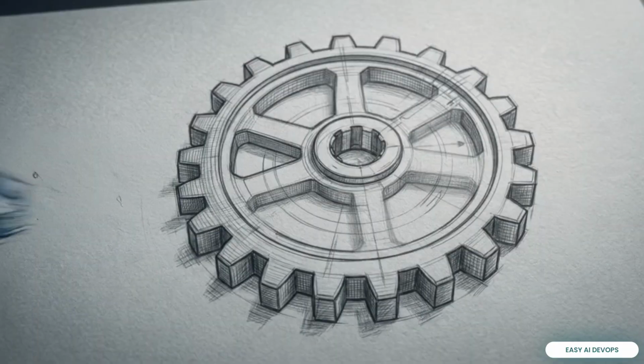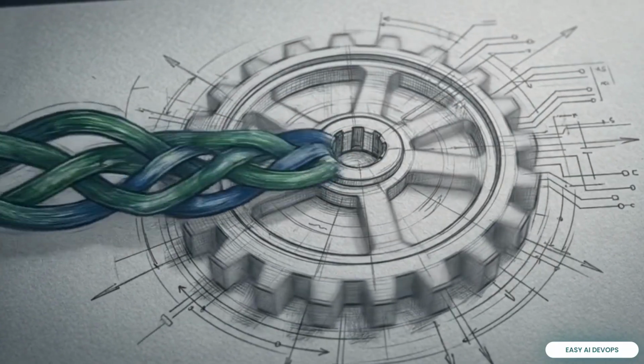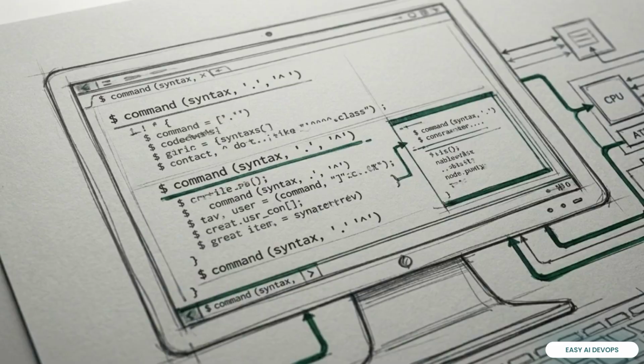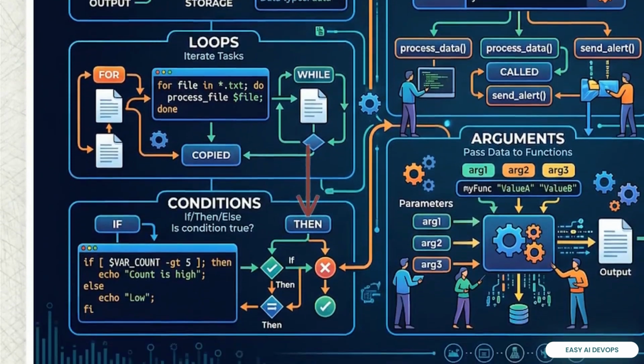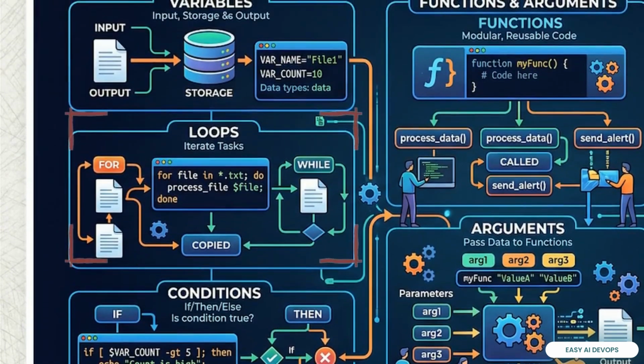Typing these commands by hand works for one server, but if you manage 50 servers, manual troubleshooting is impossible. You need to write automated prep recipes. This graphic maps out shell scripting. It starts with variables, storage containers for dynamic data, like server IP addresses. Next, conditions use if-then statements, giving the script decision-making power. Finally, loops tell the script to execute instructions across dozens of machines automatically.